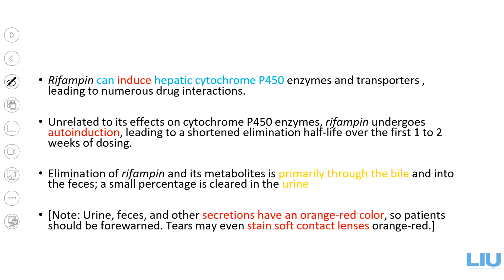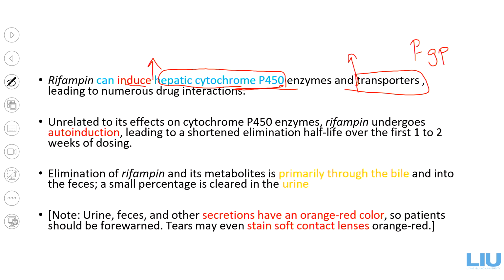Okay, drug interactions. Rifampin can induce hepatic cytochrome P450 enzymes, as well as transporters. Can you give me an example of a transporter that we always talk about? PGP, thank you so much. So rifampin can induce those enzymes as well as the transporters, and therefore it has numerous drug interactions. By inducing those enzymes and transporters, more of the drugs will be metabolized or excreted, and so you have to adjust the dose.